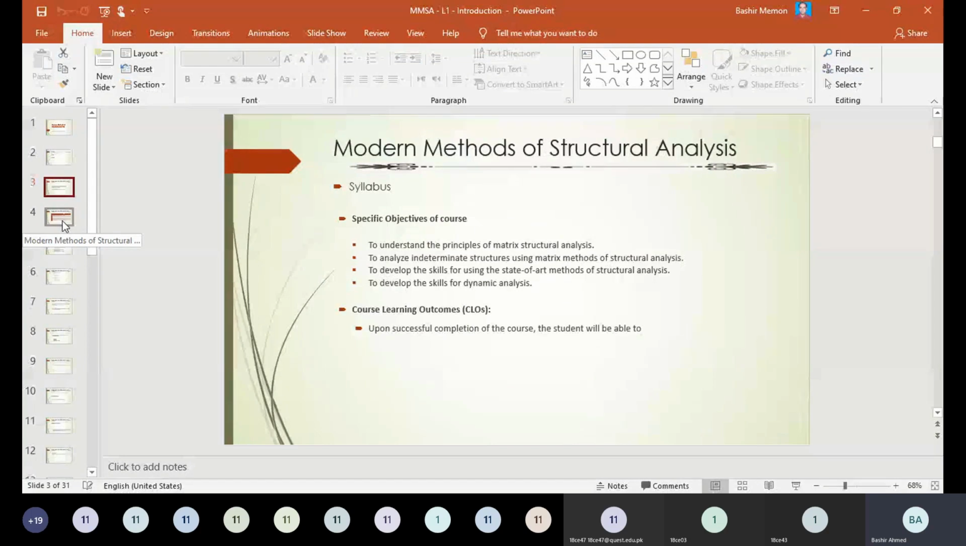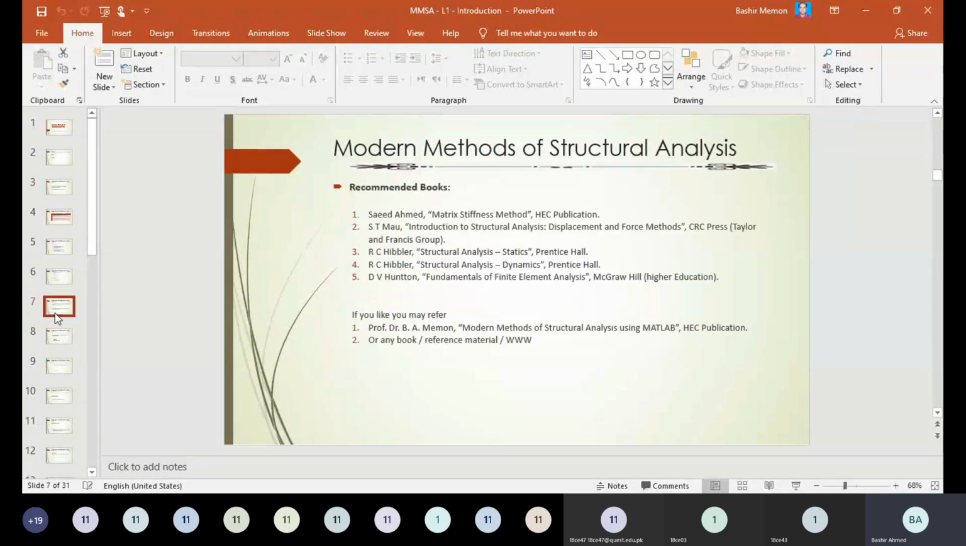The books are listed over here. 5 books in the first section by Saeed Ahmad, R.C. Hibbeler, Davy Hunton for different topics are listed. Even if you like, it's not mandatory, it's not a requirement, but if you like, you can use even the book written by myself on the subject matter or any other book, reference material or anything which you like from the net, from handouts, from other course materials, or from everywhere. You can use it as reference material.